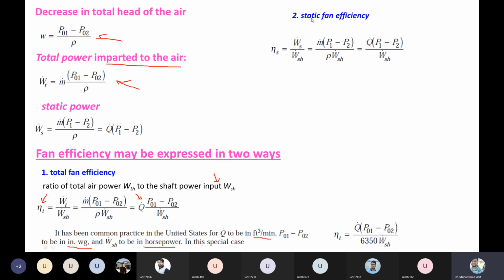Instead of total fan efficiency, you can also have the static fan efficiency. And the only difference is that instead of using the total pressure, you use the static pressure. As you can see, here you are using a total pressure, whereas in that equation, if you are using the static pressure, then that's called the static fan efficiency. This is the ratio of the static power input to the shaft power input. So again, for the unit conversion, you can use the same conversion 6350. So the efficiency can also be expressed by using United States units for the flow rate as well as the power in horsepower.